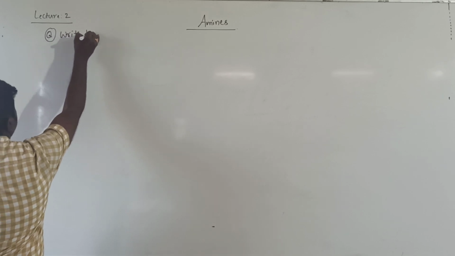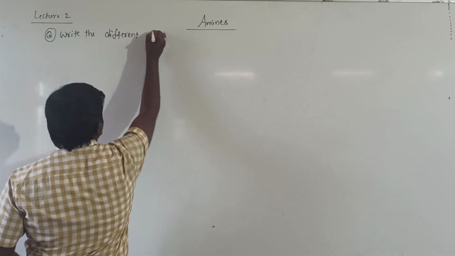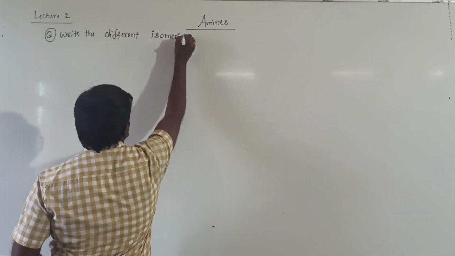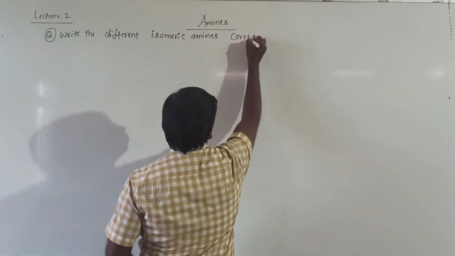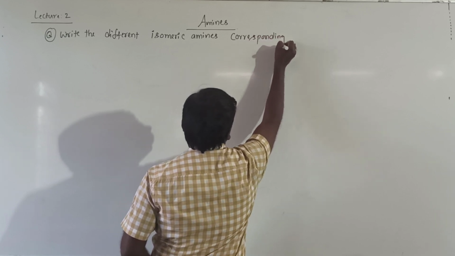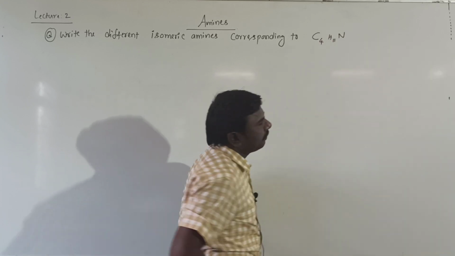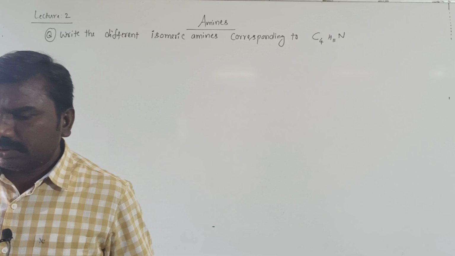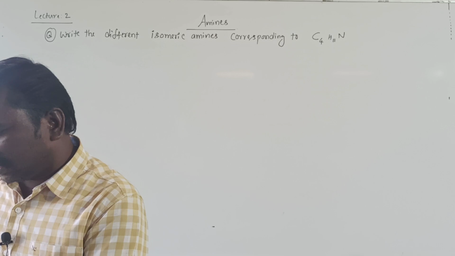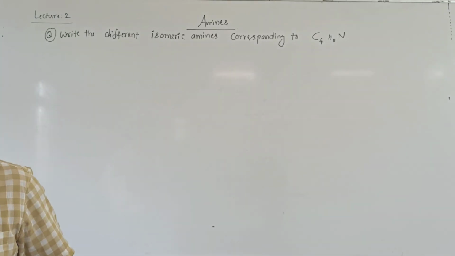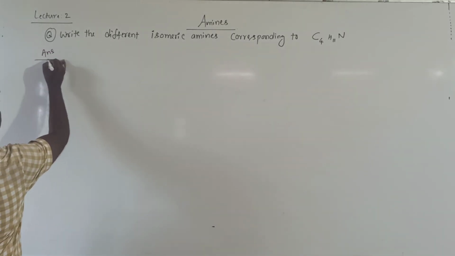the C4H11N formula. The formula is C4H11N. For that, we should write the possible number of isomers. Right. Answer for this question, students.